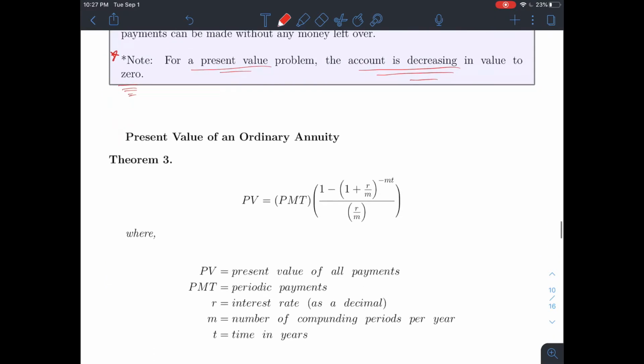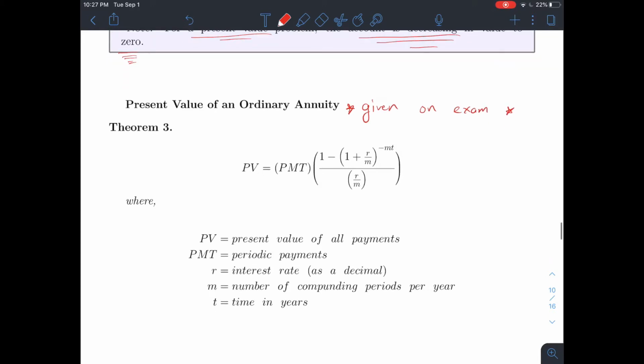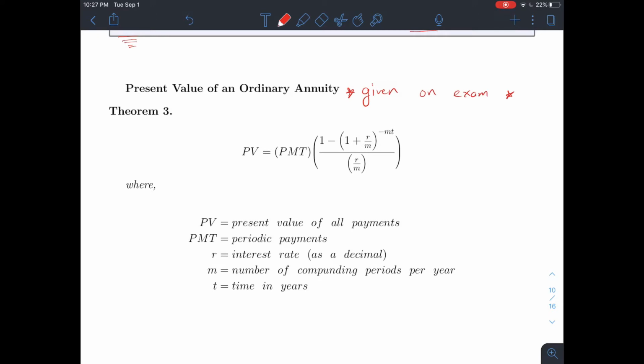Okay, so here's our theorem for present value ordinary annuity, and it looks similar to our FV, or future value. Same variables, I won't talk about those, but let me just write this note. This formula will be given on exam. And everything else is the same. The only thing that's different would be the PV. This is the present value. So how much money do you need in the account for you to pay yourself so much money as time goes on?